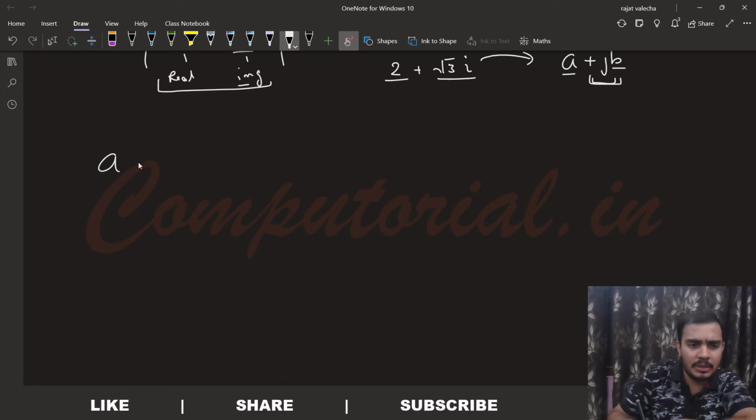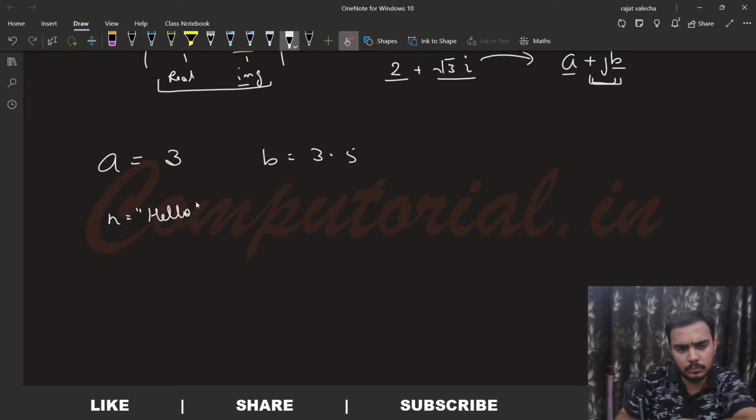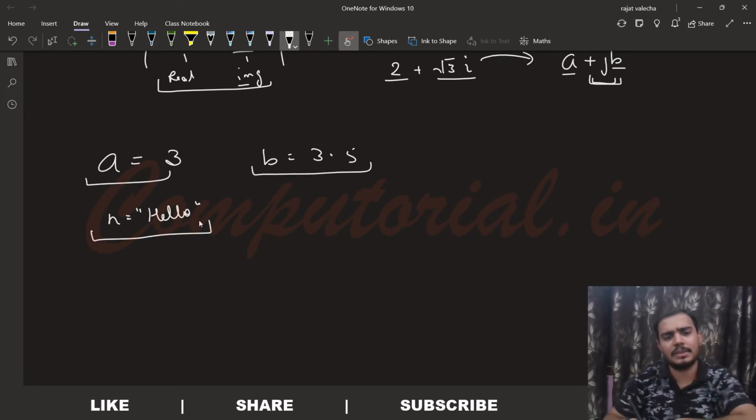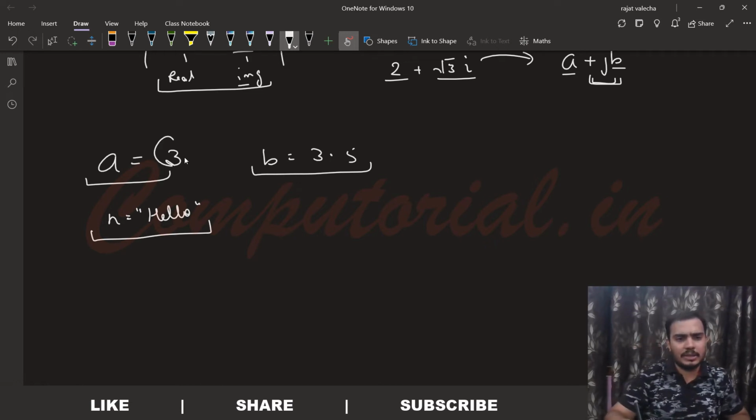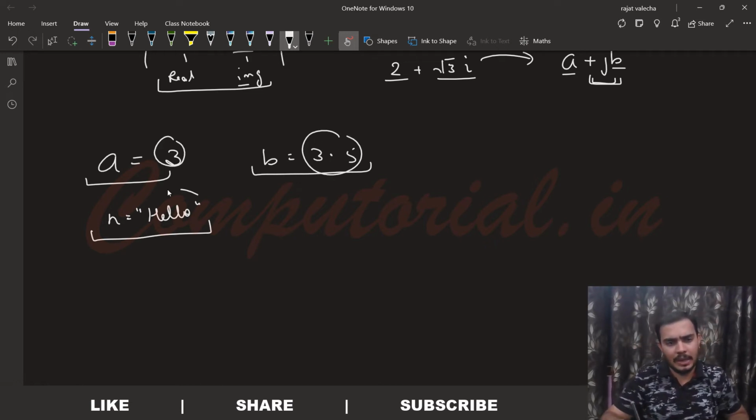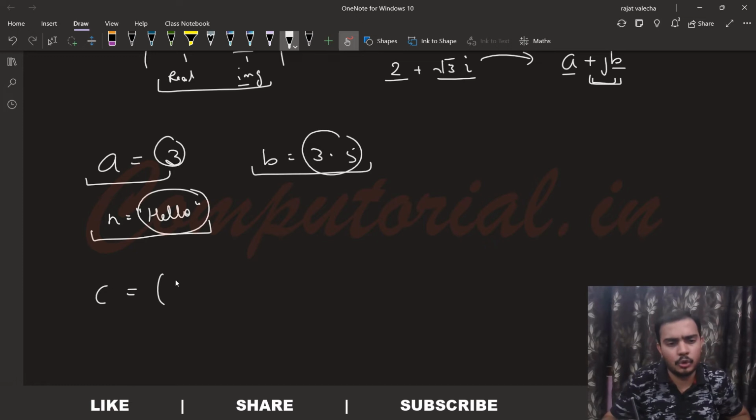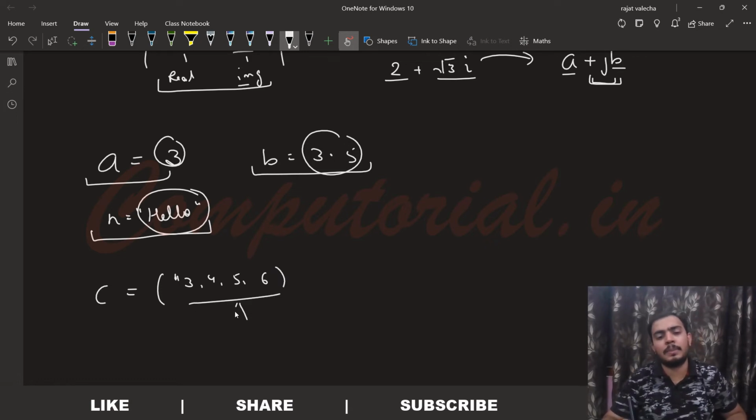If I am writing a equals 3, or a equals 3.5, or let's say n equals hello, in all of these you can see that we have stored only one single value, right? Each variable was storing a single value. Now let's assume we want to make a variable c, and in the c variable we want to store multiple numbers, like the values 3, 4, 5, 6. We want to store these 4 numbers all together in a particular value type.